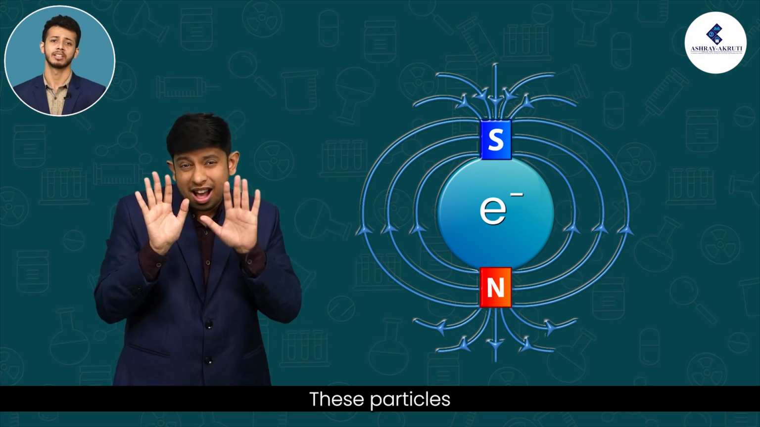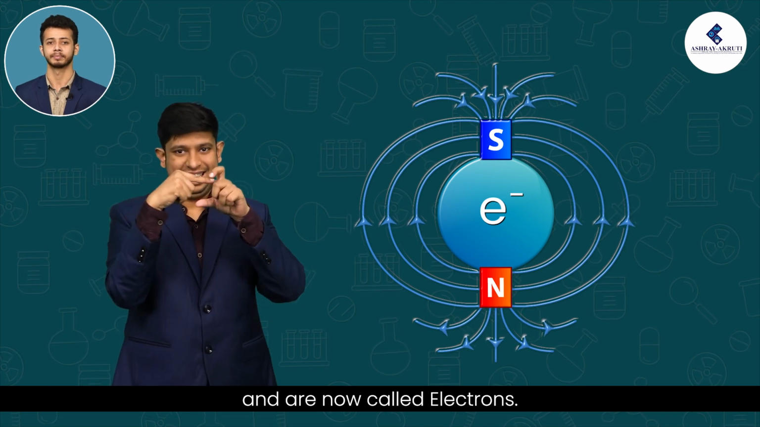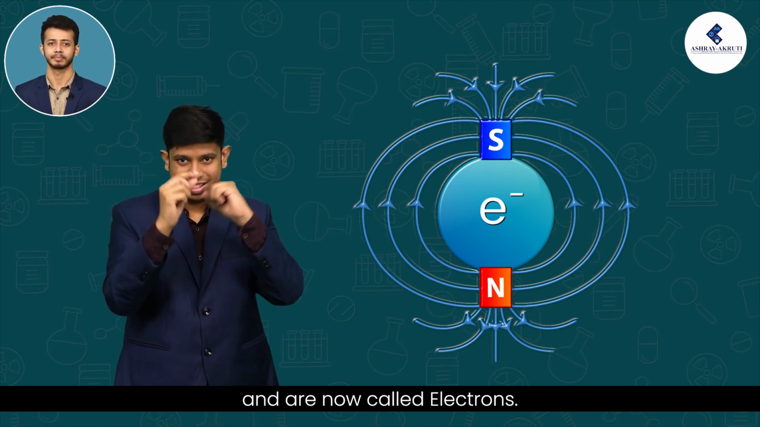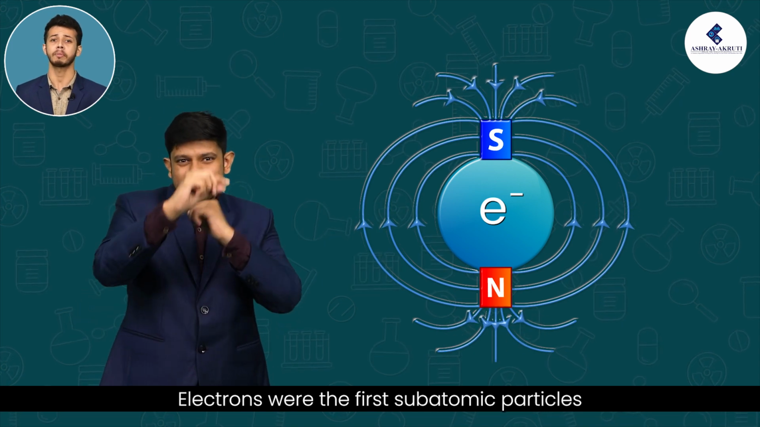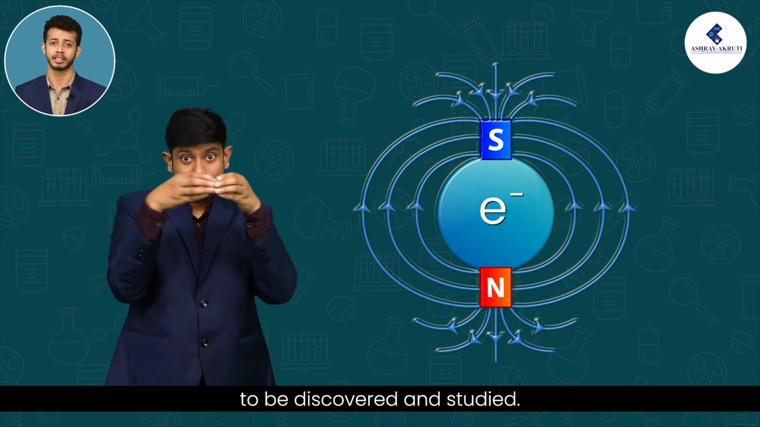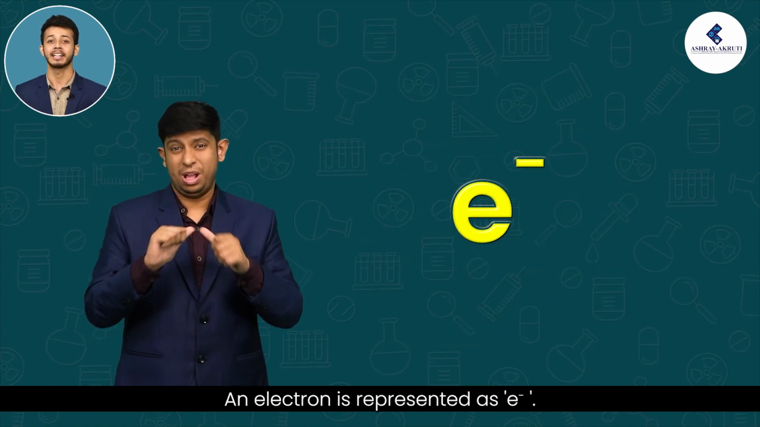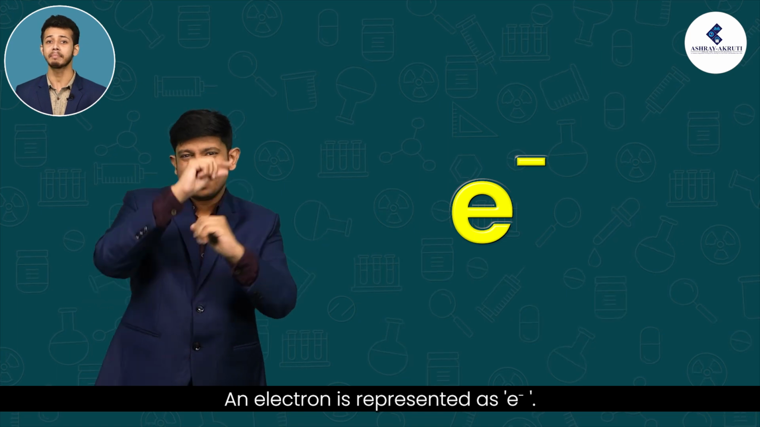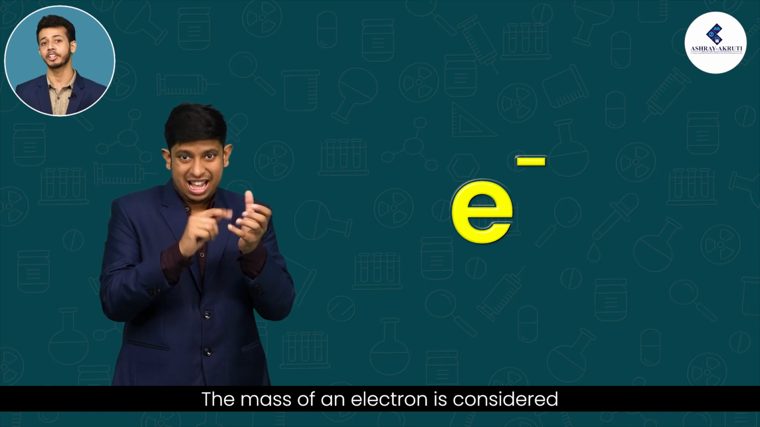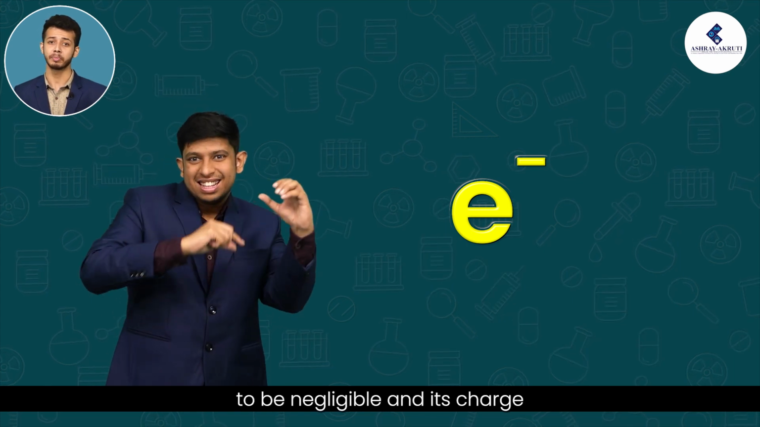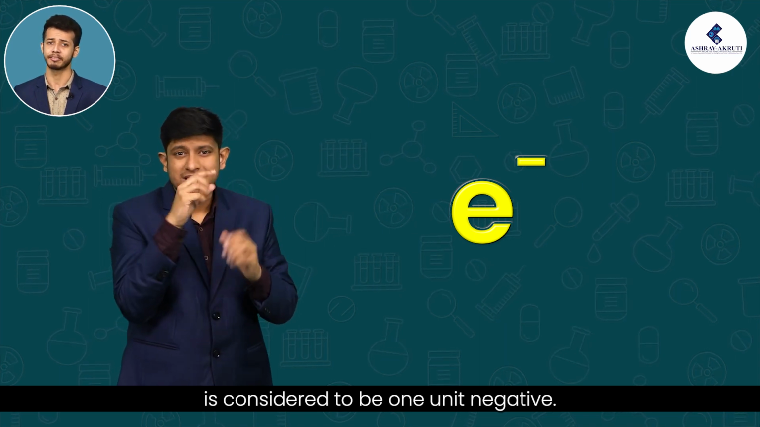These particles have a very small mass and are now called electrons. Electrons were the first subatomic particles to be discovered and studied. An electron is represented as e-. The mass of an electron is considered to be negligible and its charge is considered to be 1 unit negative.